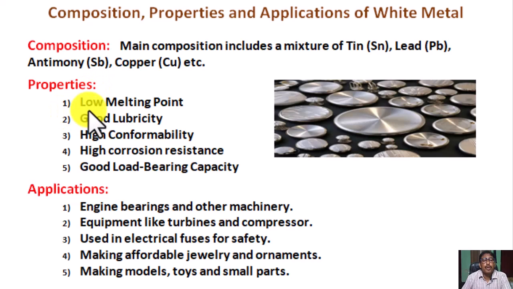Now, properties of white metal. Number 1, low melting point. White metal melts at relatively low temperature. Number 2, good lubricity, that means smooth surface reducing friction between moving particles. Number 3, high conformability. Conformability means takes shape of a mating surface, that means easily conform to the shape of a mating surface.